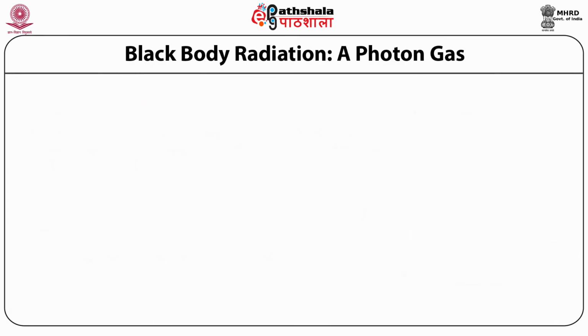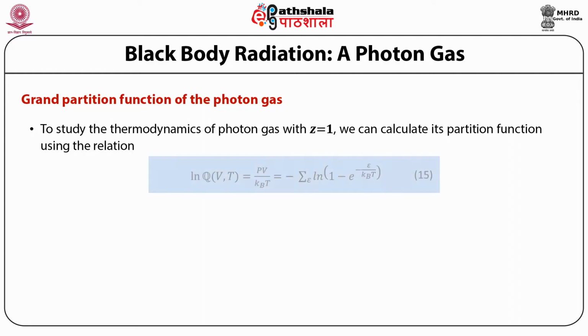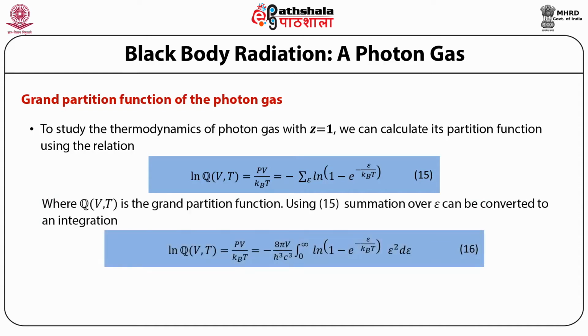Now let us try to evaluate the grand partition function of the photon gas. To study the thermodynamics of photon gas with z equal to 1, we can calculate its partition function using the relation log of curly Q as a function of V and T is equal to PV upon k_B T, is equal to minus summation over epsilon log of 1 minus e raised to power minus epsilon upon k_B T, where curly Q as a function of V and T is the grand partition function.